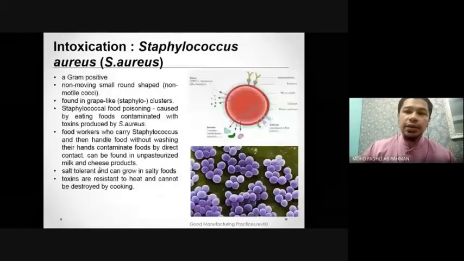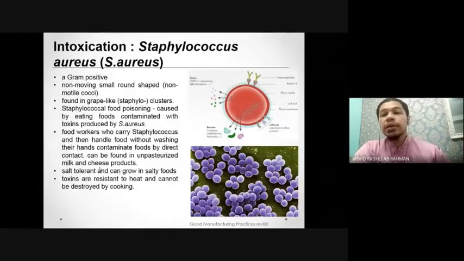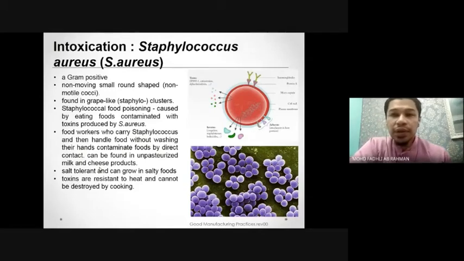Okay, the second bacteria we call as Staphylococcus aureus. Okay, Staphylococcus aureus. So from that name, we know its morphology or its structure. Coccus means sphere. Staphylococcus because the shape is like grapes. Okay.